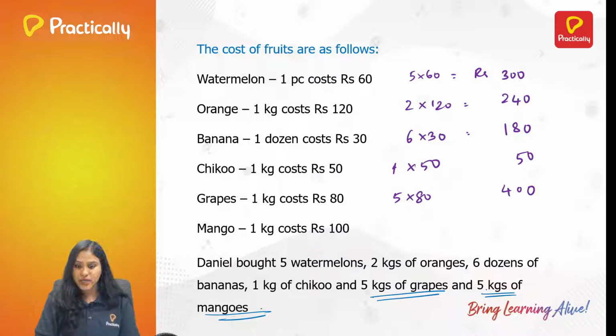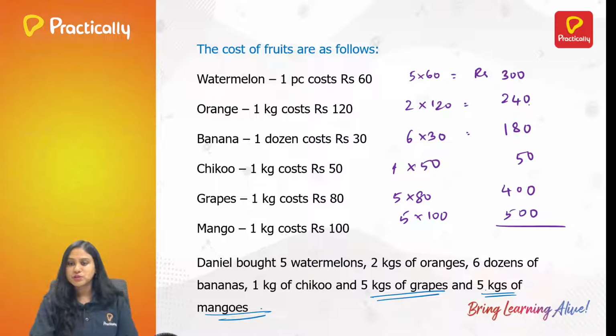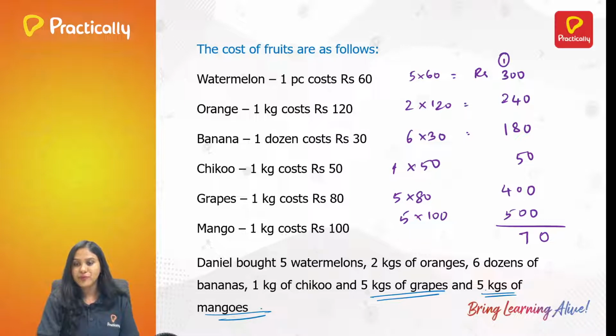Next, how many kgs of mangoes? 5 kgs of mangoes. So 5 into 100. That is rupees 500. So let us add all the costs. So this will be 0. 8, 4 plus 5, 9, 9 plus 8, 17, 3, 4, 4 plus 2, 6, 6 plus 1, 7, 7 plus 9, 16, right? Alright. So it is nothing but rupees 1670.